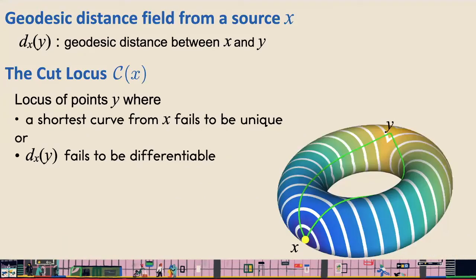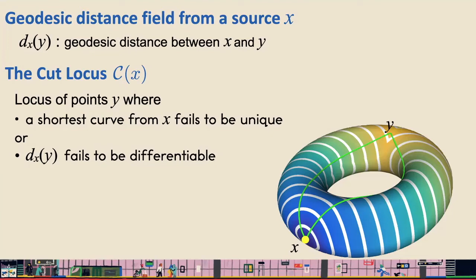The cut locus of a point x on a manifold can be defined either as the closure of the set of points where a shortest curve from x fails to be unique, or equivalently, as the closure of the set of points where dx fails to be differentiable, where with dx we are denoting the mapping that associates to every point on the manifold its geodesic distance from the fixed source x.